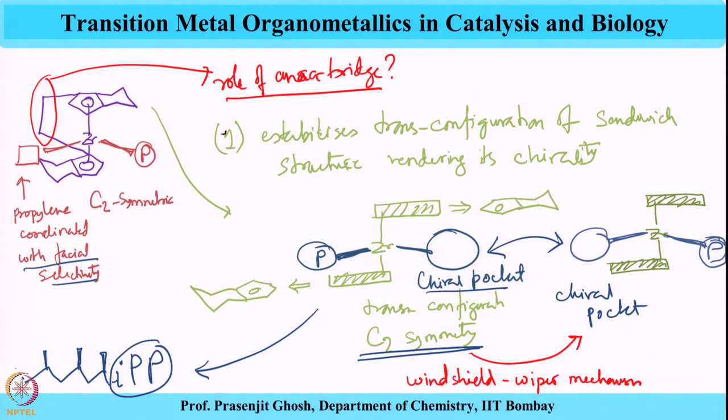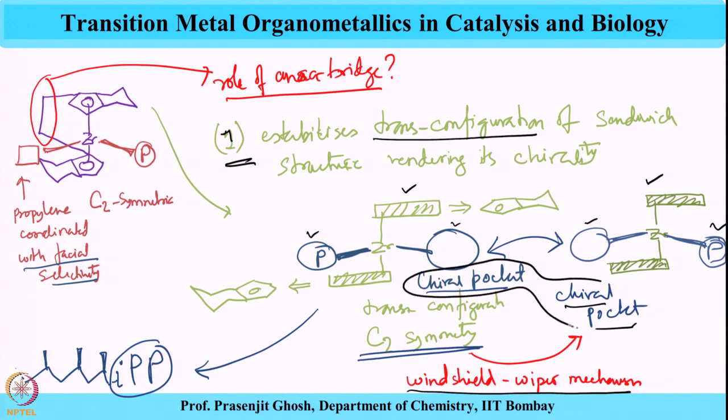This is the number one role which we have discussed, that it keeps the ligand in the trans configuration as is shown over here, and because of windshield wiper mechanism, as the polymer chain goes from one side to another and the pocket moves from one to another, however, the chirality of the pocket remains unchanged, resulting in similar kind of insertion.